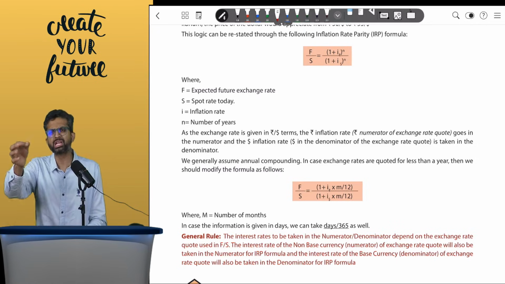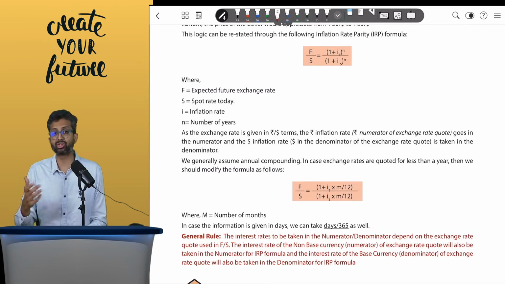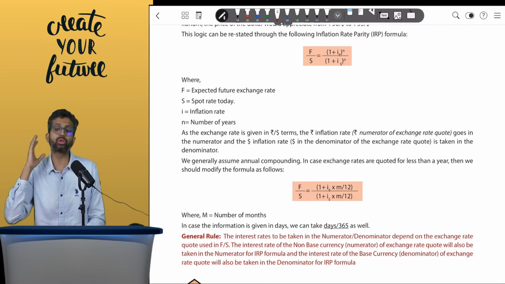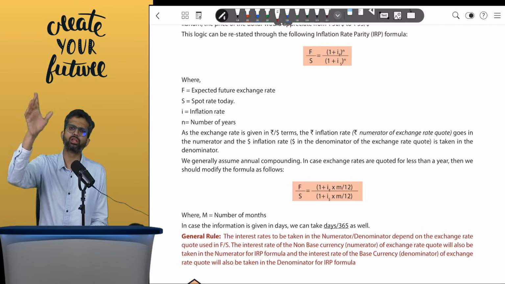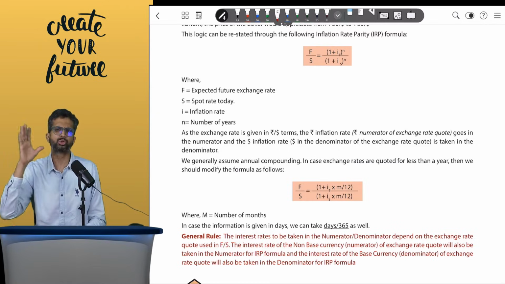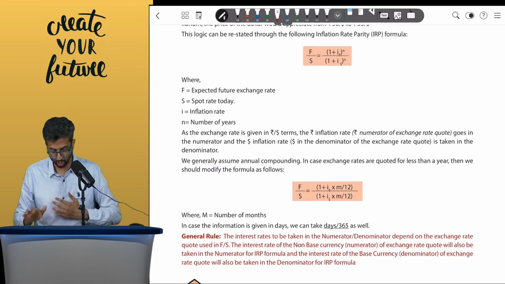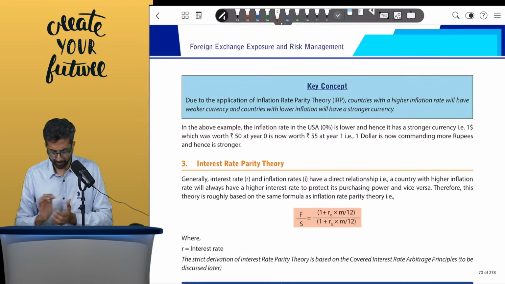The simple rule is depending on the exchange rate quote. So if your exchange rate quote is rupees per dollar, rupee inflation will be in the numerator, dollar inflation in the denominator. If it is Canadian dollar to the Swiss franc, then Canadian dollar inflation will be in the numerator, Swiss franc inflation will be in the denominator, exactly in the order of the exchange rate quotation. Okay.